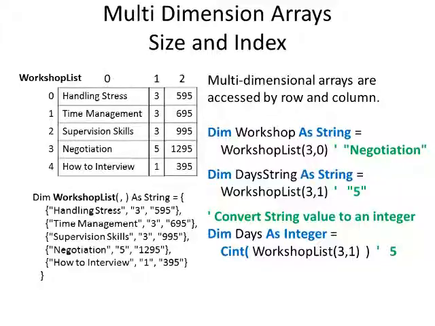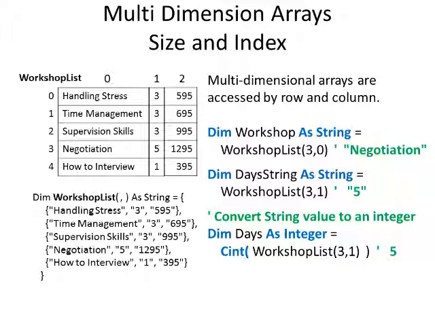How about working with a multi-dimensioned array? Right now I have a 2-dimensioned array. Going down is going to be each record, and going across is going to be each field. Here I have workshop. Dim workshop list, open parentheses, comma, close parentheses. The comma goes inside the parentheses to indicate that I'm declaring a multi-dimensioned array. Then as string equals open curly brace, and all the way at the bottom I have another close curly brace.